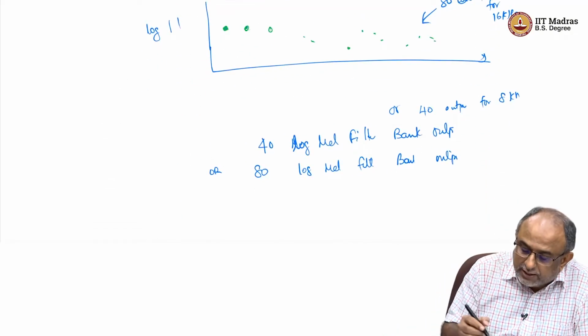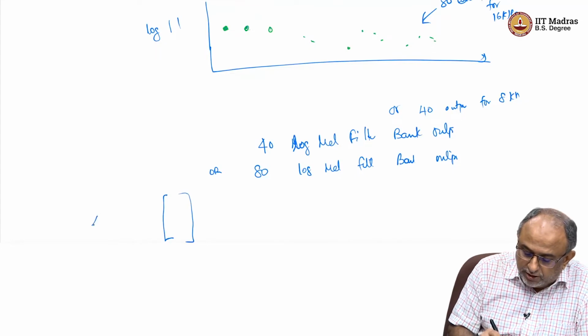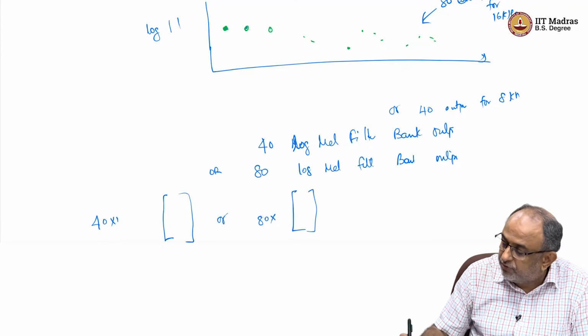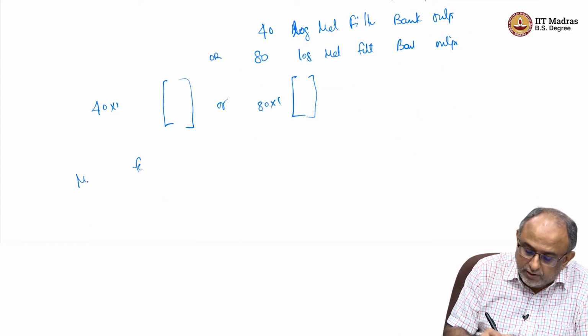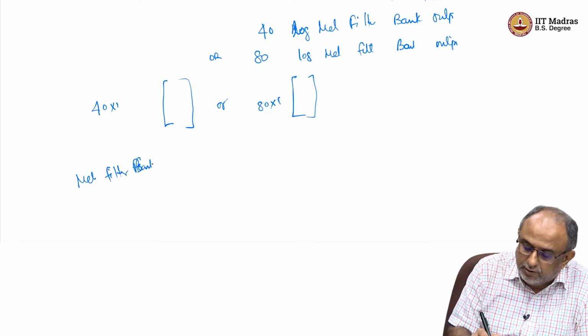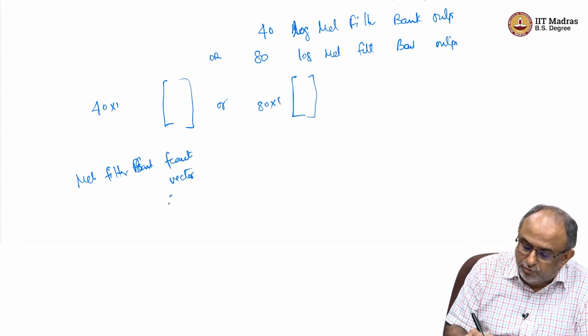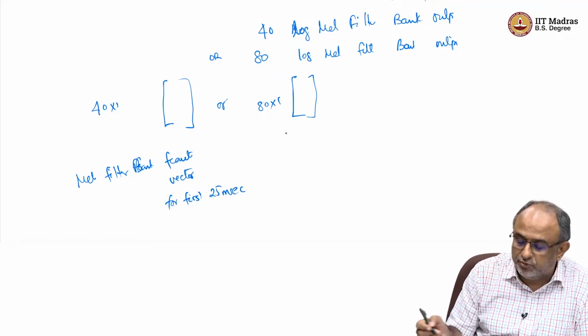So this one I can plot as one big vector, a 40 dimensional vector or an 80 dimensional vector. This is the feature vector, the Mel filter bank feature vector for the first 25 milliseconds, right. So 40 or 80, whichever one of the two.